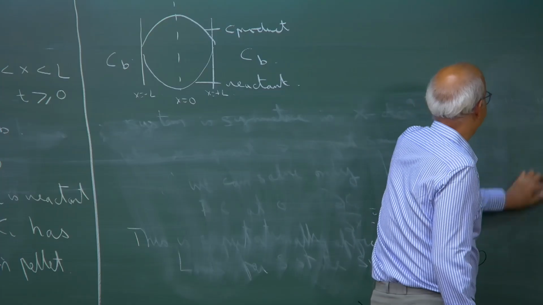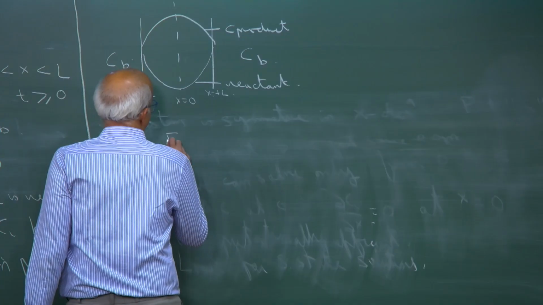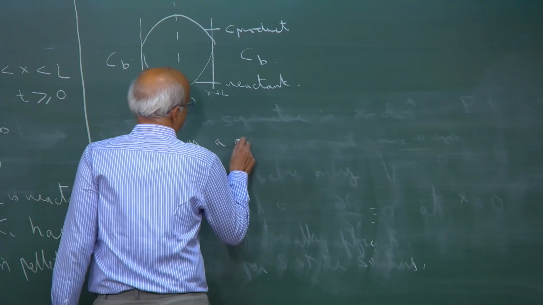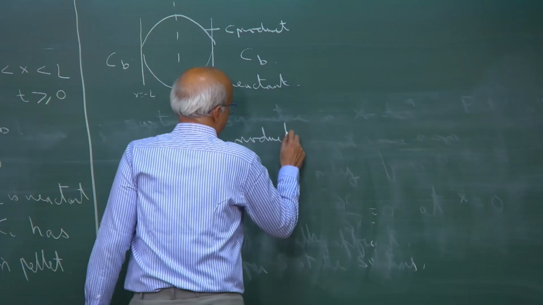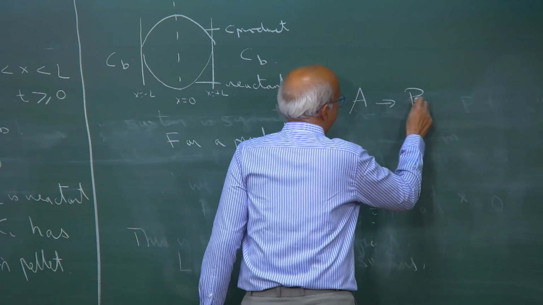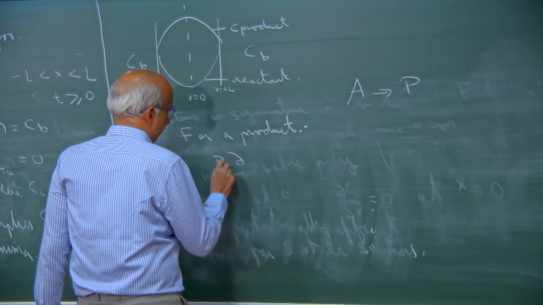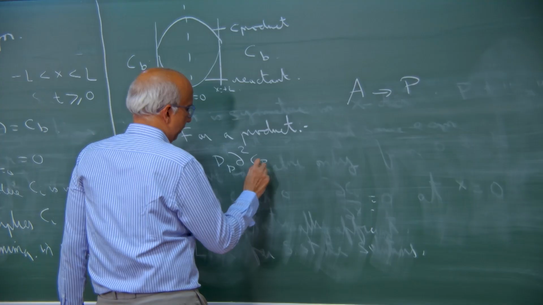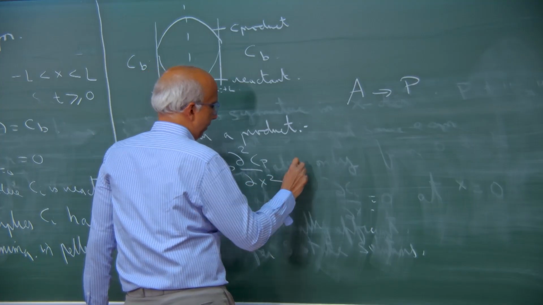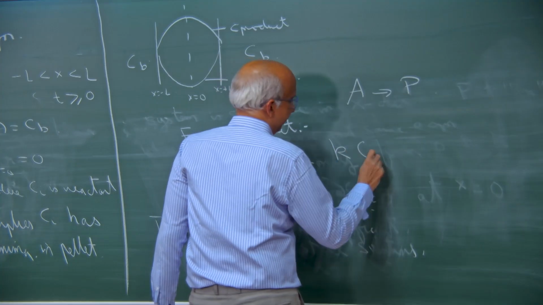If you want to write the same thing for a product, let us say the reaction is A giving P, what will be the equation? D d squared Cp by dx squared plus K Ci equal to 0.